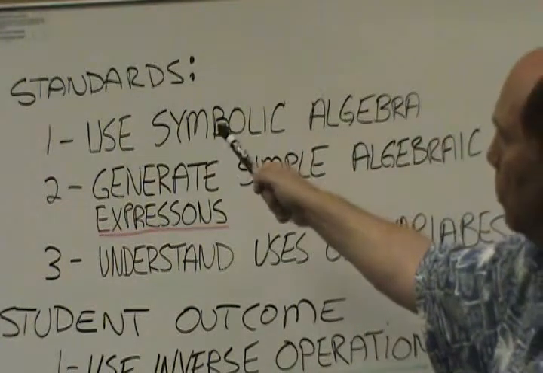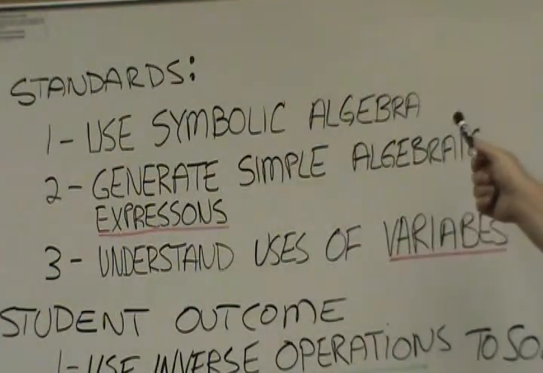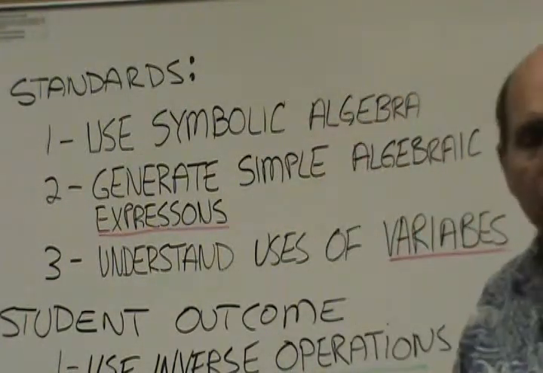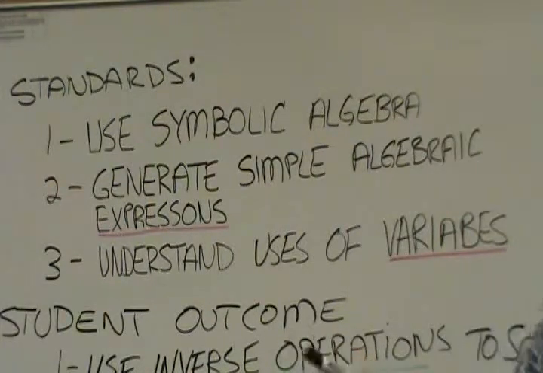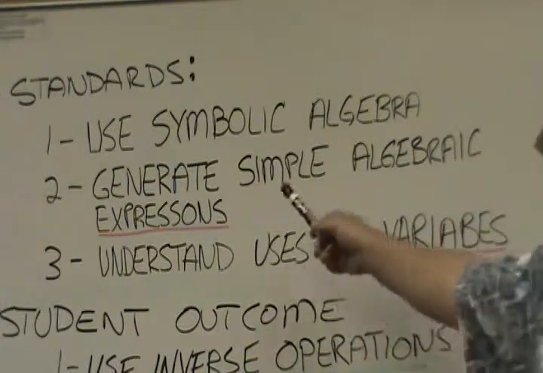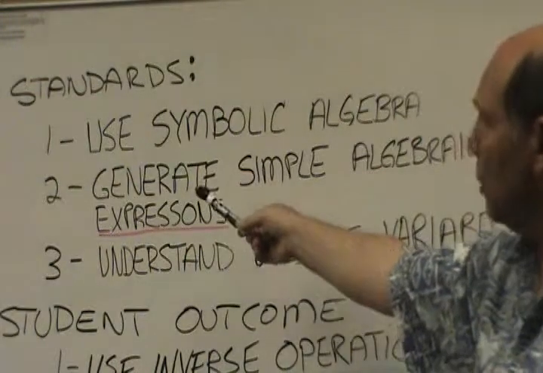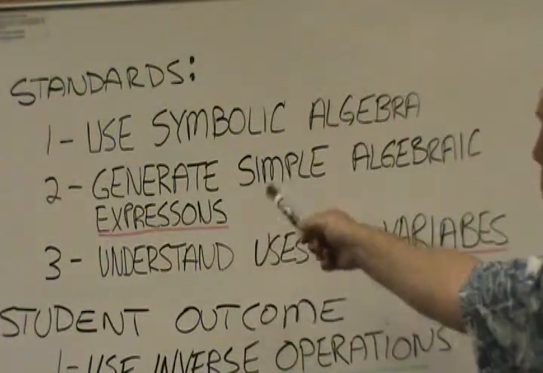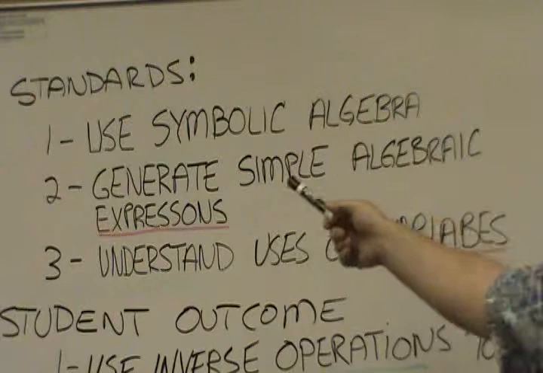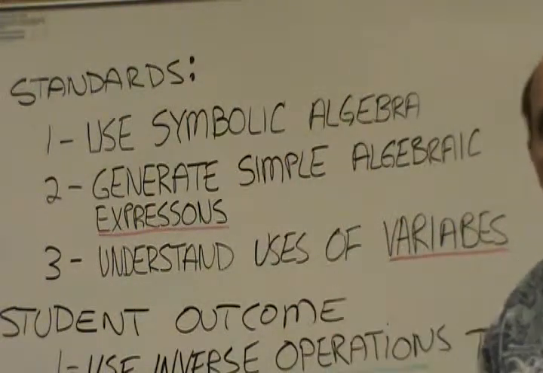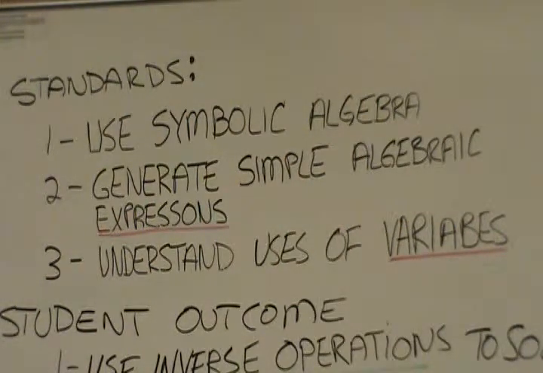First thing we're going to do is use symbolic algebra. Symbolic algebra is where you take the English language and turn it into symbols to express the same thing that you would in English. The second standard is that you're going to generate simple algebraic expressions. You're going to take the English language and turn them into word problems.